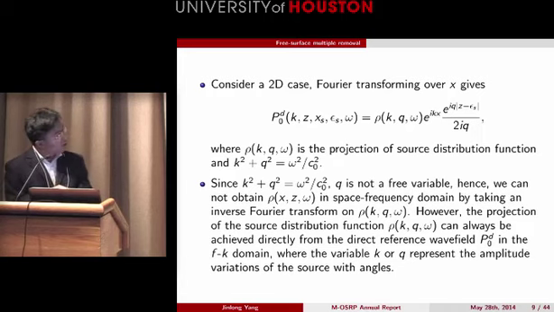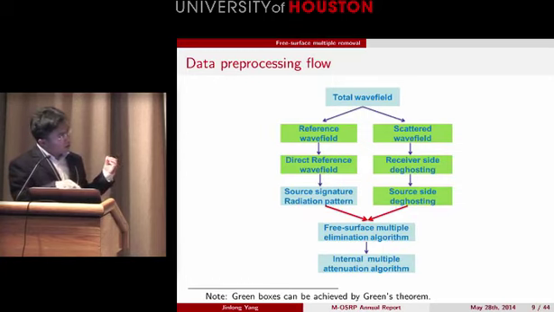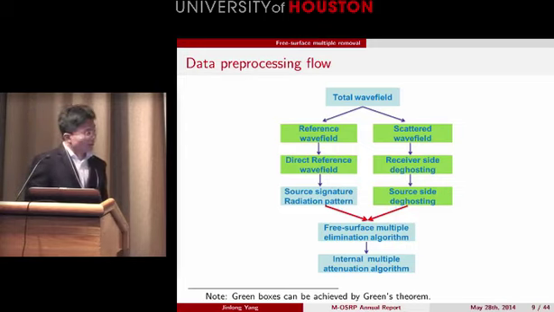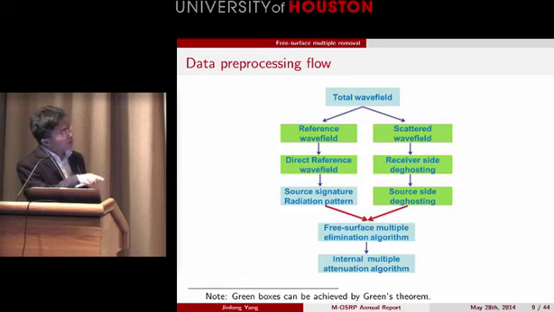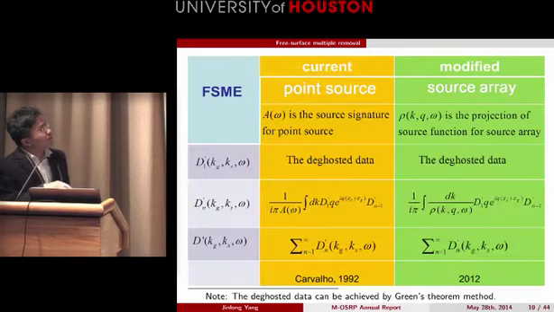Next step, we assume we have the source and receiver deghosted data, and we also have the source signature of the radiation pattern. Next, I will put this into our free surface multiple elimination subseries. We can get the free surface multiple elimination algorithm. This is a summary of this algorithm.